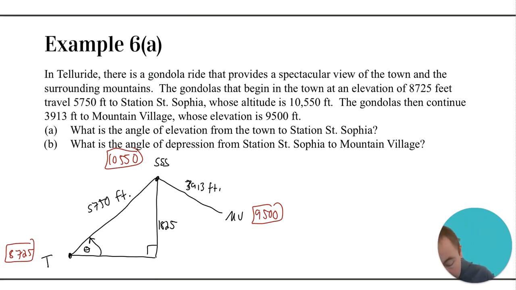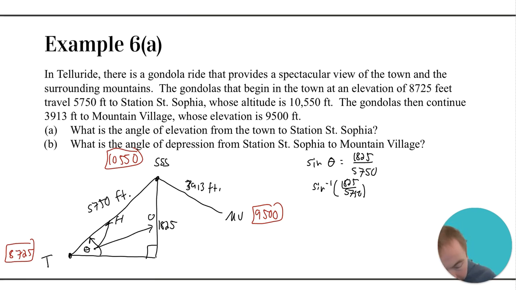So that does give you two side lengths in this right triangle, which would allow you to solve for theta. So you'll recognize that this here was the opposite side and this is the hypotenuse. So you'd be able to use a sine ratio. So the sine of theta would be equal to the opposite of 1825 divided by the hypotenuse of 5750. And then you can use the inverse sine ratio to find what that particular angle is going to be. So then we get that theta is about 18.5 degrees in elevation there.